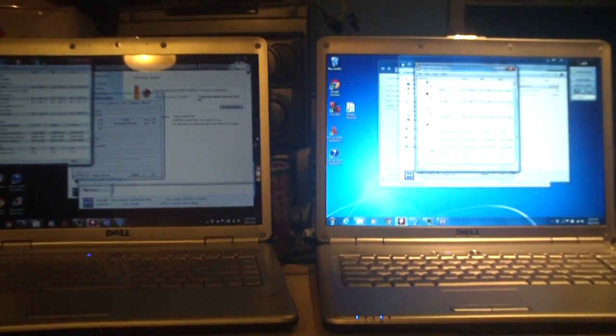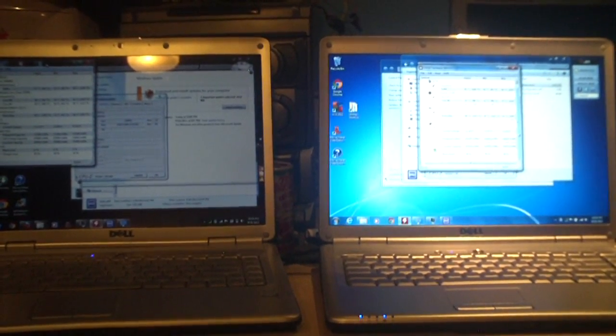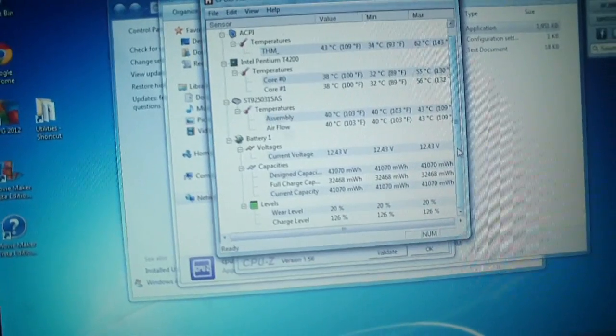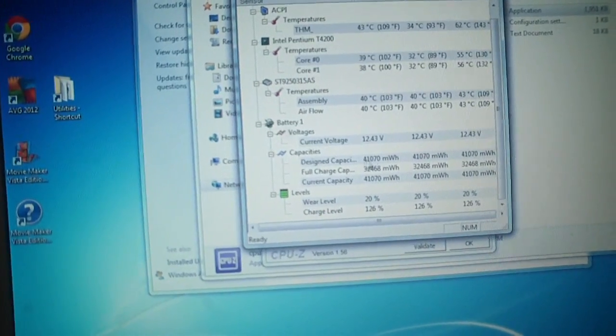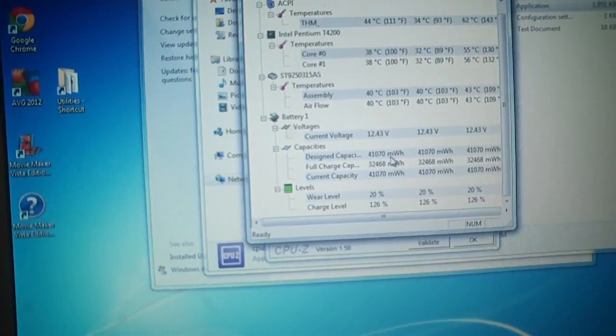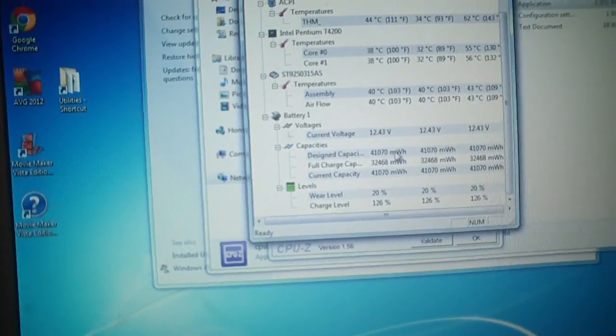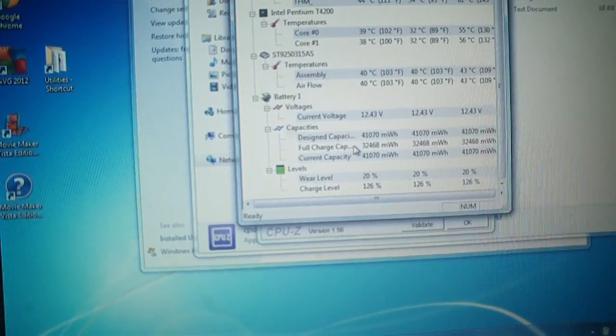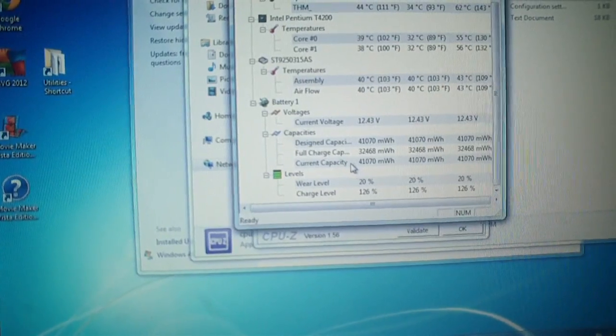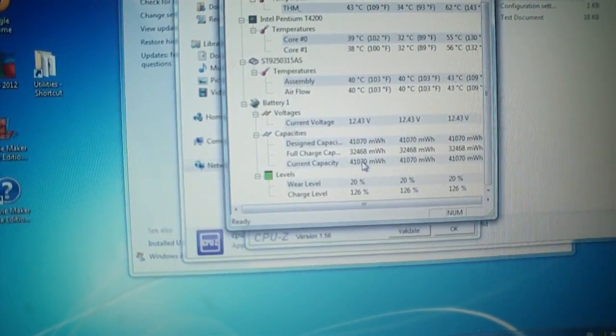So anyways, we got these two Dell Inspiron 1525s here. And the battery in this one is actually doing okay for its age. It's a factory Dell battery. Its design capacity was 41,000 milliwatt hours, so 41 watt hours. It's currently doing about 32.5 watt hours full charge capacity, but yet it says the current capacity is 41070.